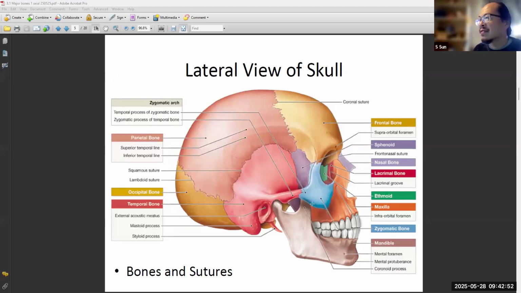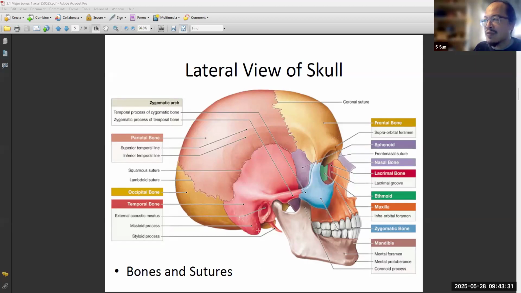And then in the temporal portion, we have this external acoustic meatus, acoustic meaning music, right? It's sound. Sometimes we call it the acoustic canal. It transmits the sound into your brain. We have this temporal bone, we have some processes. This very sharp one is called the styloid process. This not-so-sharp one is called the mastoid process.